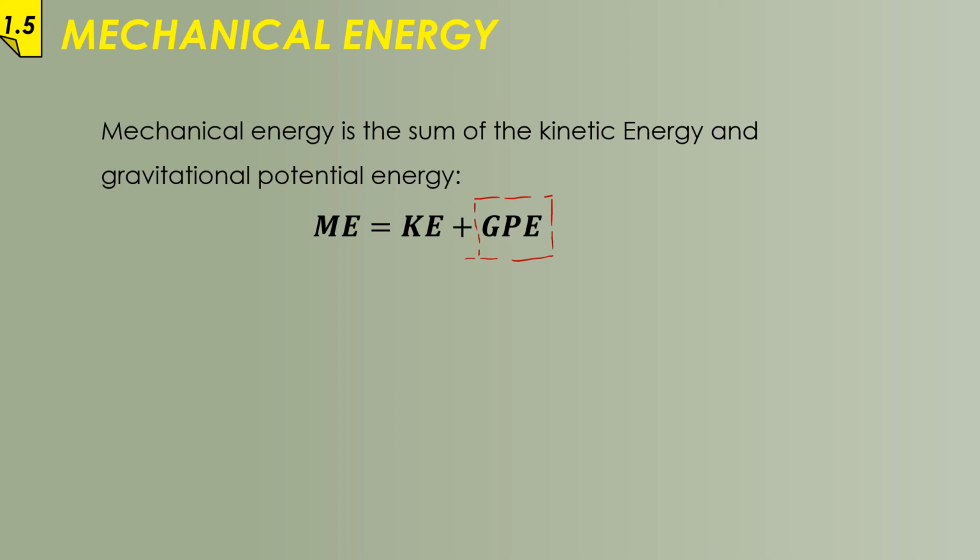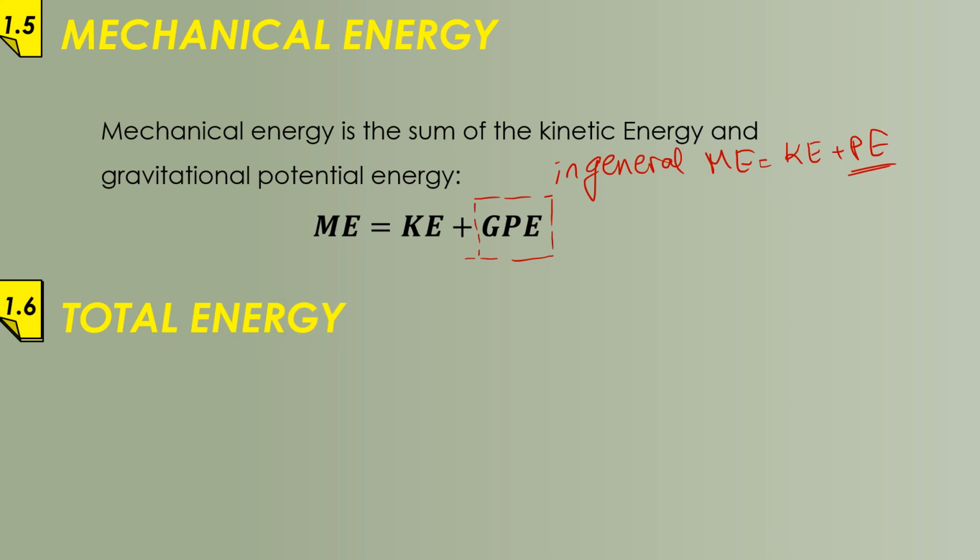ME equals KE plus GPE. So in general, we simply say mechanical energy equals kinetic energy plus potential energy in case we have other forms of potential energies. But the boundaries of our course on this level are simply using kinetic and gravitational potential energies. So why bother with other forms?